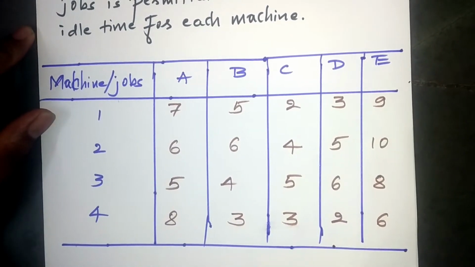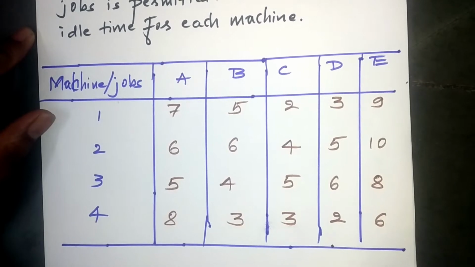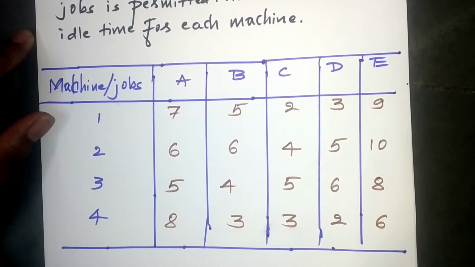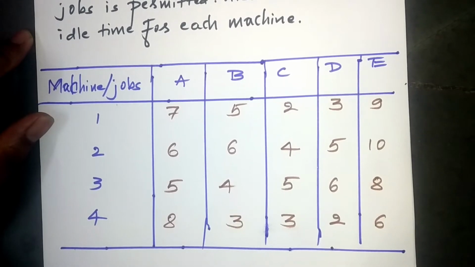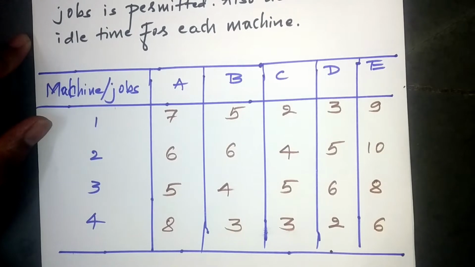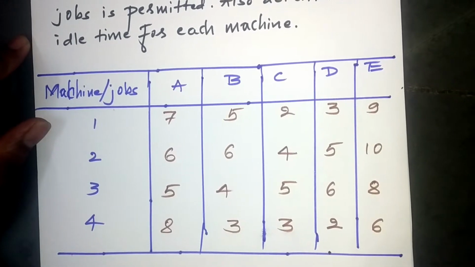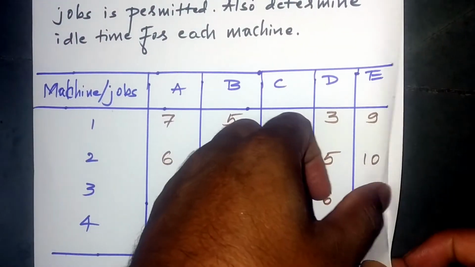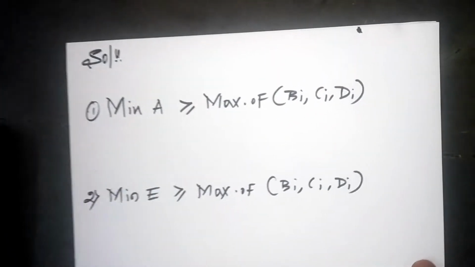Now first we have to discuss how to convert these 5 machines into 2 machines. In that case we have 2 conditions. Like in type 2 the condition that we used, in this type 3 we have 2 more conditions here. So let us check these 2 conditions now.